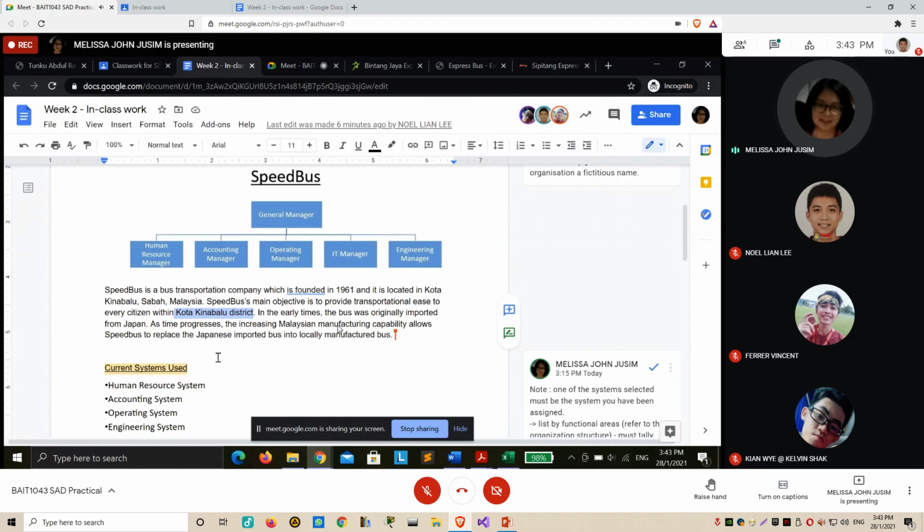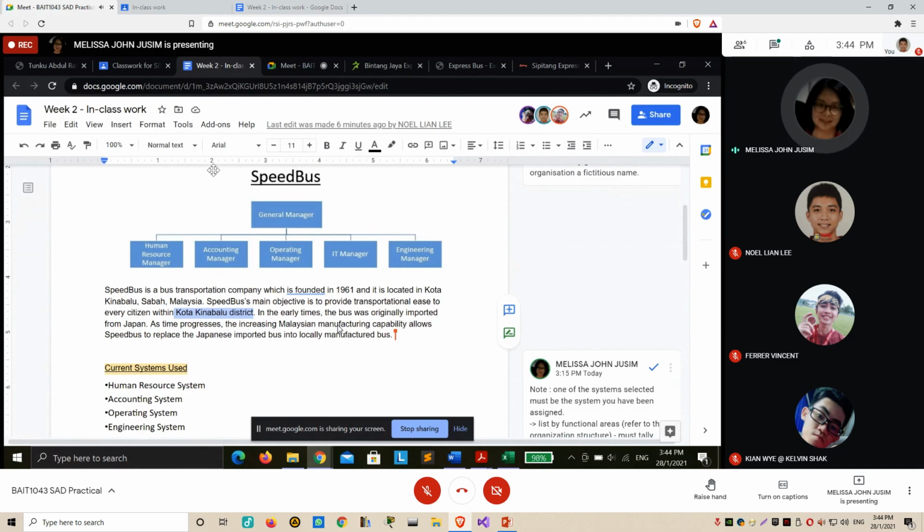But for long distance destinations, you do need to buy tickets. That's why you have the bus ticketing system. Your title is bus ticketing system.